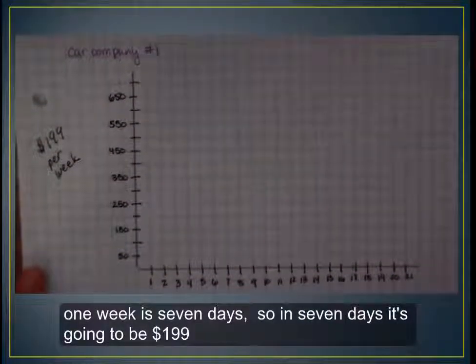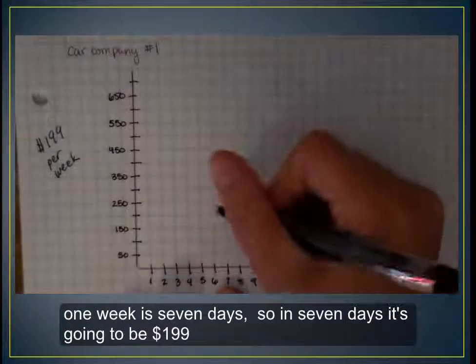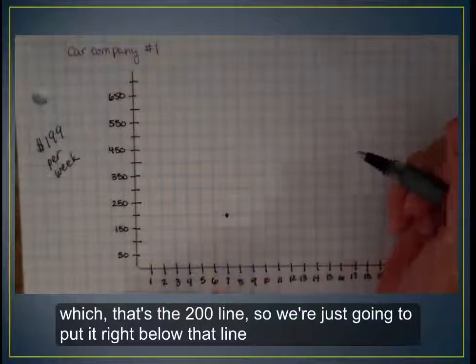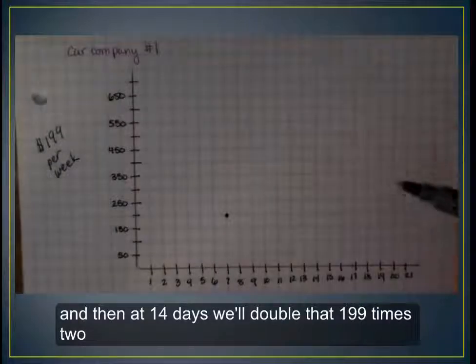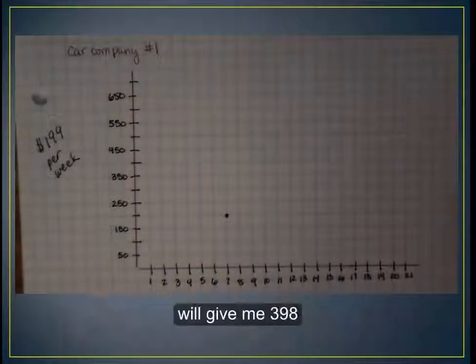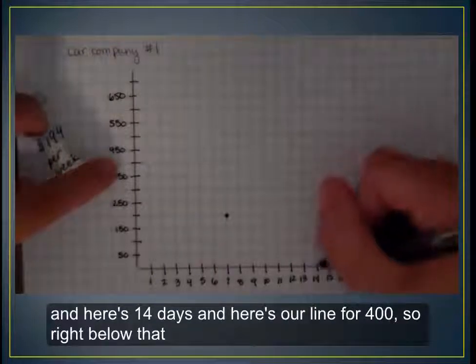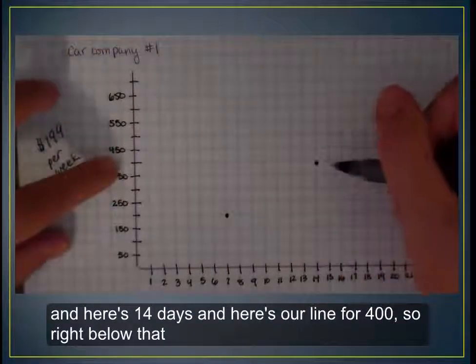Slide that up just a little, sorry. Okay, 1 week is 7 days, so at 7 days it's going to be $199, which is the 200 line, so we're just going to put it right below that line. And then at 14 days, we'll double that. 199 times 2 will give me 398. And here's 14 days, and here's our line for 400, so right below that.